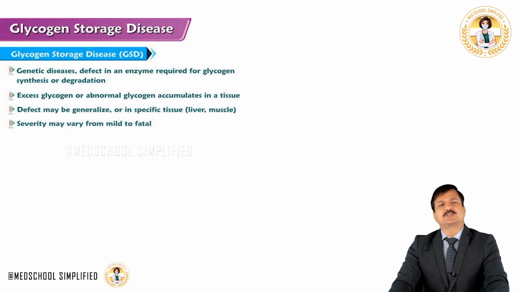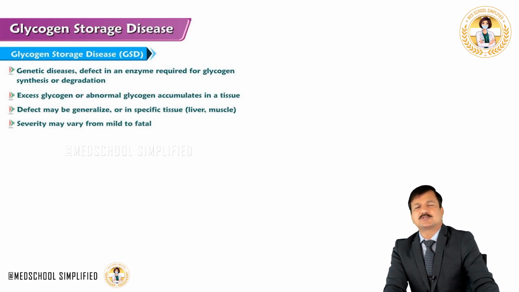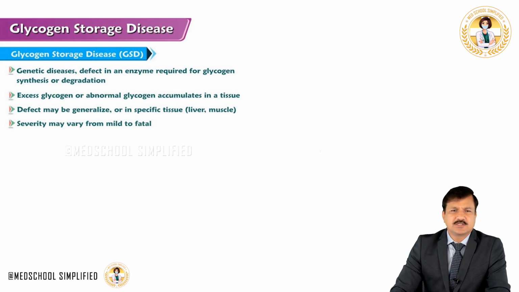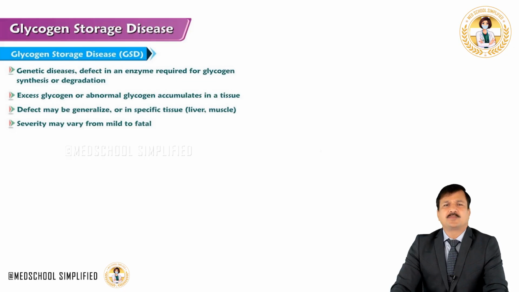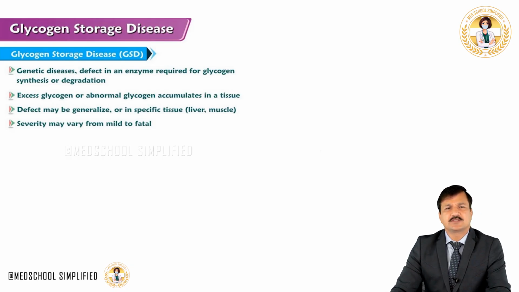Glycogen storage diseases may affect a specific tissue like liver, or a specific tissue like muscle, or it can be a more generalized disorder. And the severity of glycogen storage diseases can go from mild to a fatal condition. So these are some of the general features of glycogen storage disorders. Now let's get into the specific glycogen storage diseases.